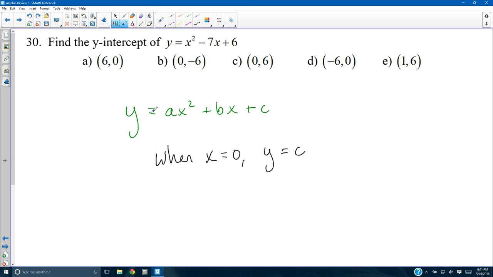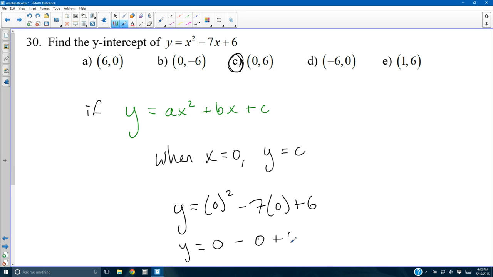So written in standard form here, if you're in this form, it looks like we are. When x equals 0, this term goes away, this term goes away, y equals 6. So x equals 0, y equals 6. That coordinate pair right here is (0, 6). The answer is C. The whole y-intercept thing is the value of y when x equals 0. We're substituting that. We're evaluating that. We're good. 0 minus 0 plus 6. Y equals 6. Awesome. And that's the actual coordinate point.